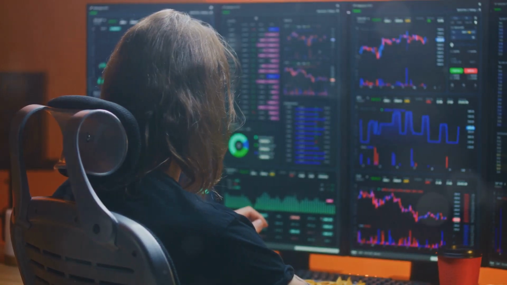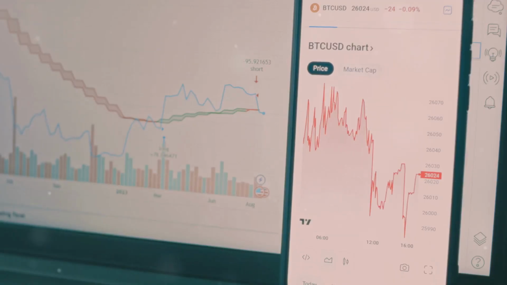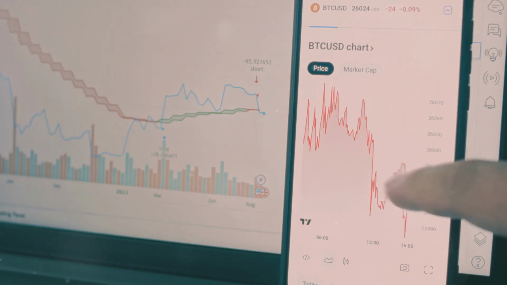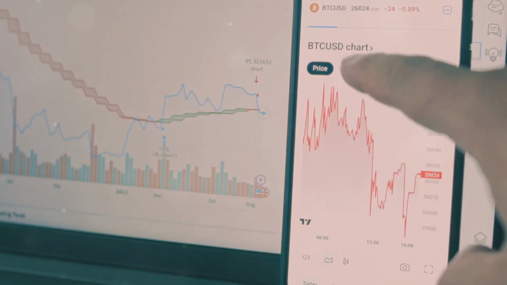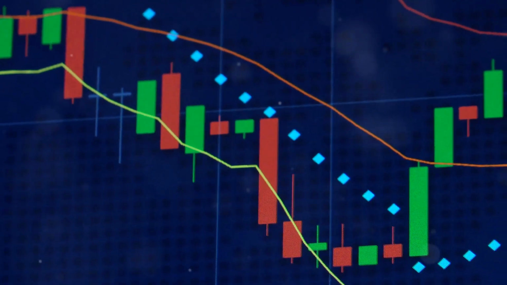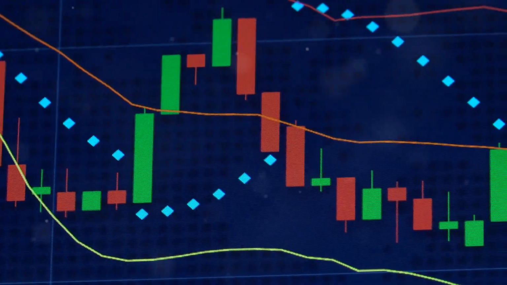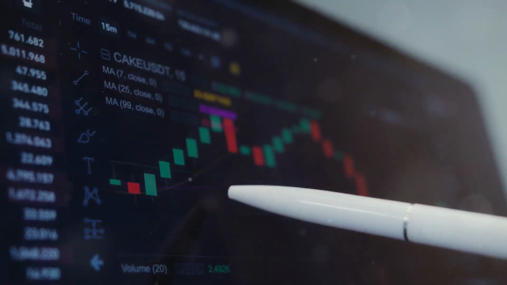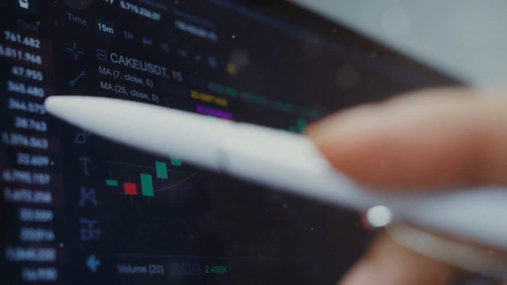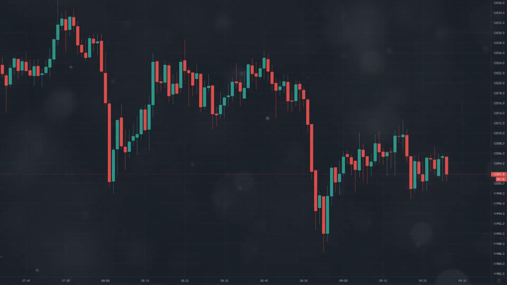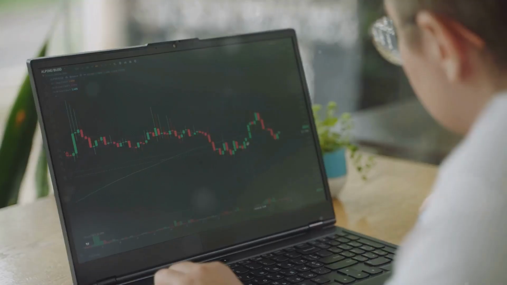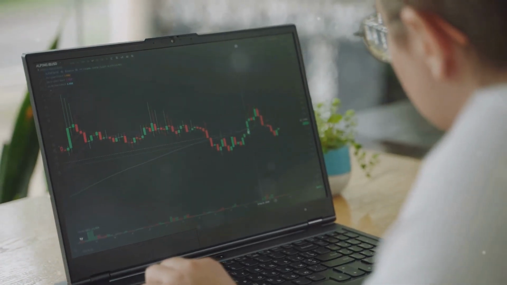Now, there are a few different types of charts you'll come across. First up, we've got line charts, the simplest form, showing you the closing prices over a period of time. Then there are bar charts, which give you a bit more information, showing the open, high, low, and close for each period. But the real MVPs, the ones I personally use the most, are candlestick charts. These bad boys not only show you the open, high, low, and close, but they also use different colors to indicate whether the price went up or down during that period. Trust me, once you get used to reading candlestick charts, you'll never go back.